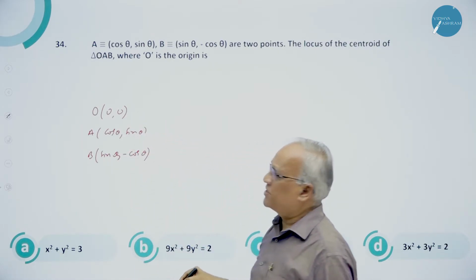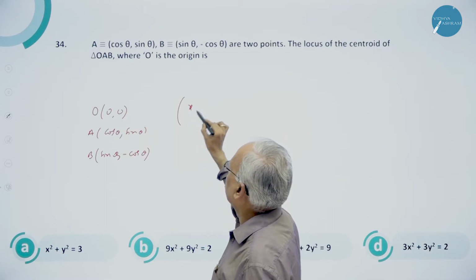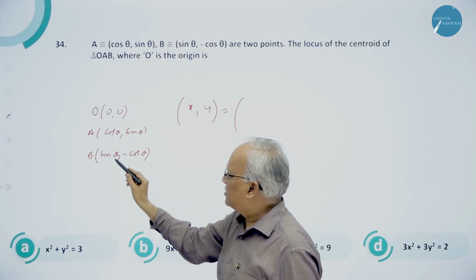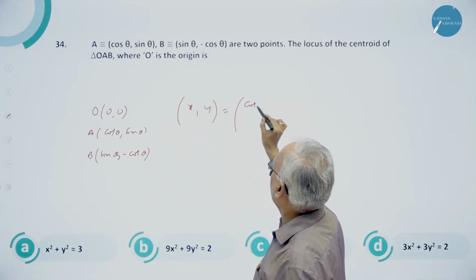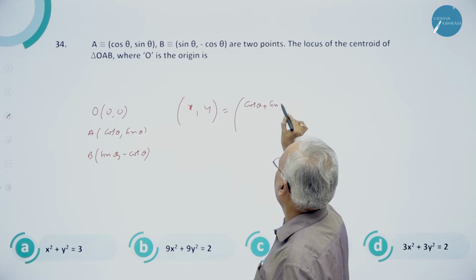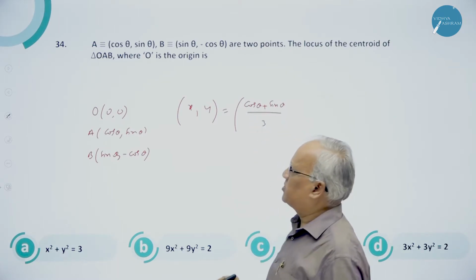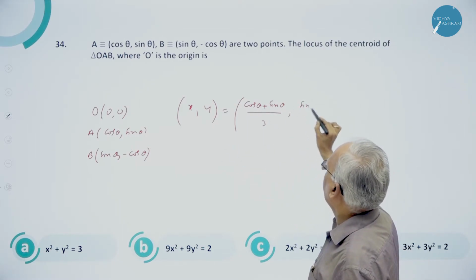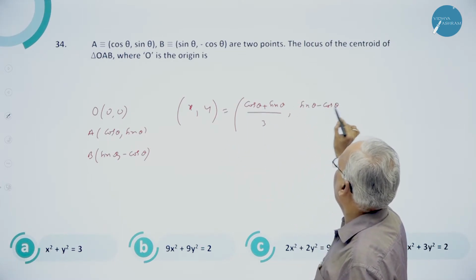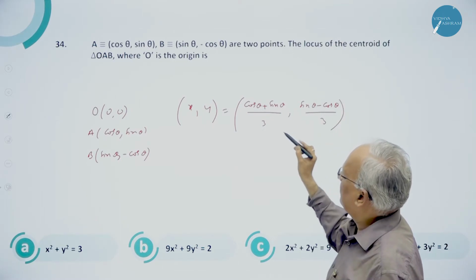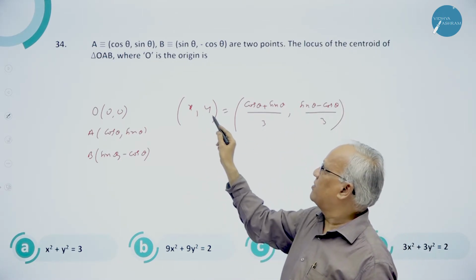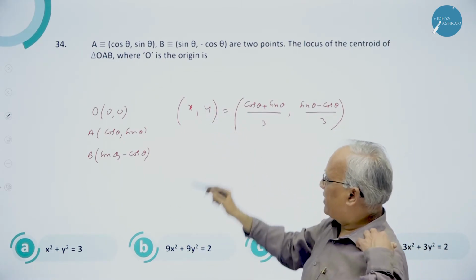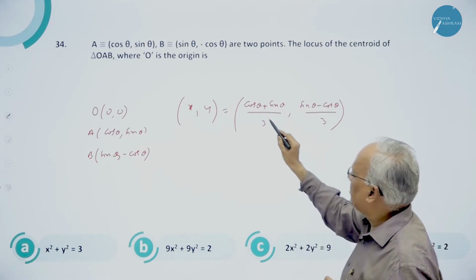The centroid of the triangle, (x, y), is the average of the x coordinates: 0 plus cos theta plus sin theta, divided by 3. That is x1 plus x2 plus x3 by 3. Similarly, the y coordinate is given by sin theta minus cos theta divided by 3. This is the centroid of the triangle. So you want the locus of the centroid, that is the locus of this (x, y). So you want an equation involving x and y. Notice, you have to eliminate theta.